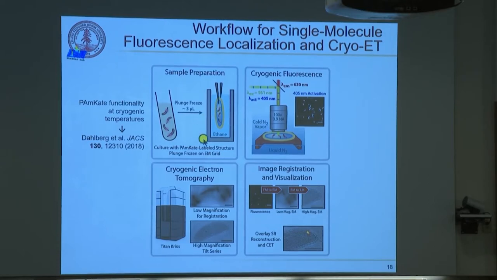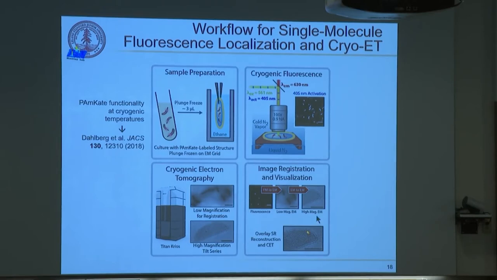Then we take that sample into the optical microscope. So here's the electron microscope grid. It's in liquid nitrogen. All the imaging then is done in that environment, but done in the usual way with a pumping laser and an activation laser and collecting fluorescence from the sample, just like before. Then that sample is taken over to the electron microscope and measured, if you like, with electron tomography. And then those images have to be combined. You have to figure out how to register and visualize the electron microscope image and the information from the optical image together. This is the work of Peter Dahlberg that has been pushing this in my lab.